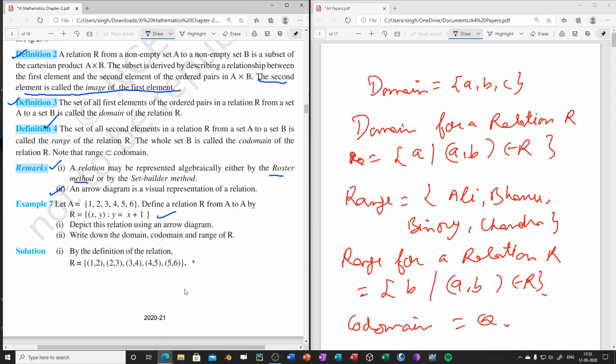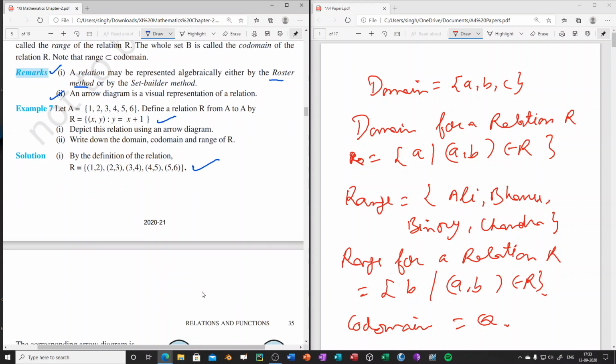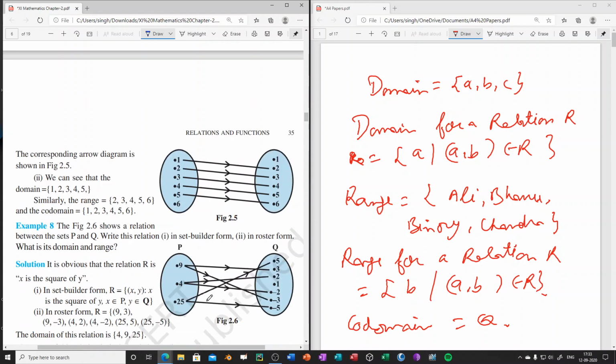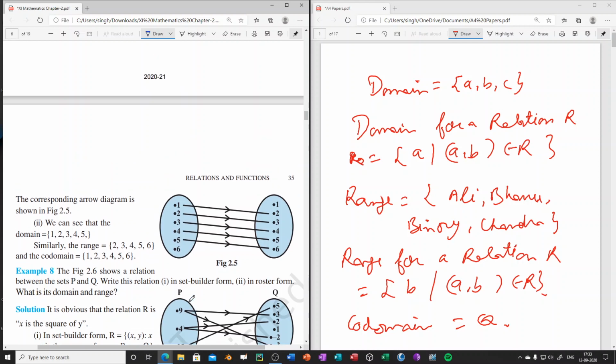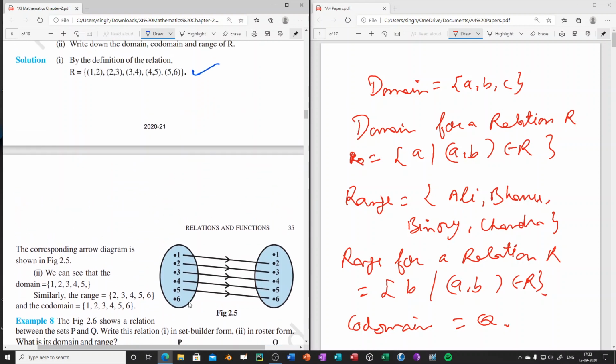So this is our roster form, because we are writing the elements. If we are writing the elements, then it is roster form. If we are writing the property, it is known as the set builder method. So this is the set builder method and this is the roster form. And if we are showing it diagrammatically, this is what we do. The image of 1 is 2, the image of 2 is 3, the image of 3 is 4, the image of 4 is 5, the image of 5 is 6. So it's very simple.